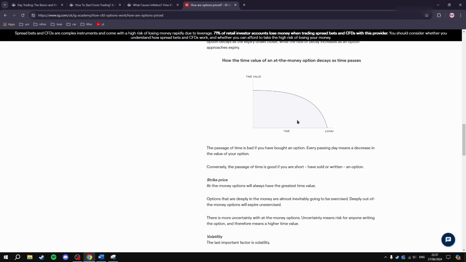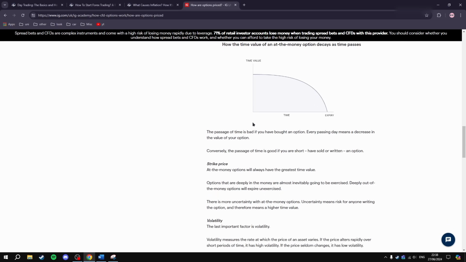This shows how the time value of an at the money option decays as time passes. As expiry approaches, the time value decreases. The passage of time is bad if you have bought an option. Every passing day means a decrease in the value of your option. Conversely, the passage of time is good if you're short, have sold or written an option.